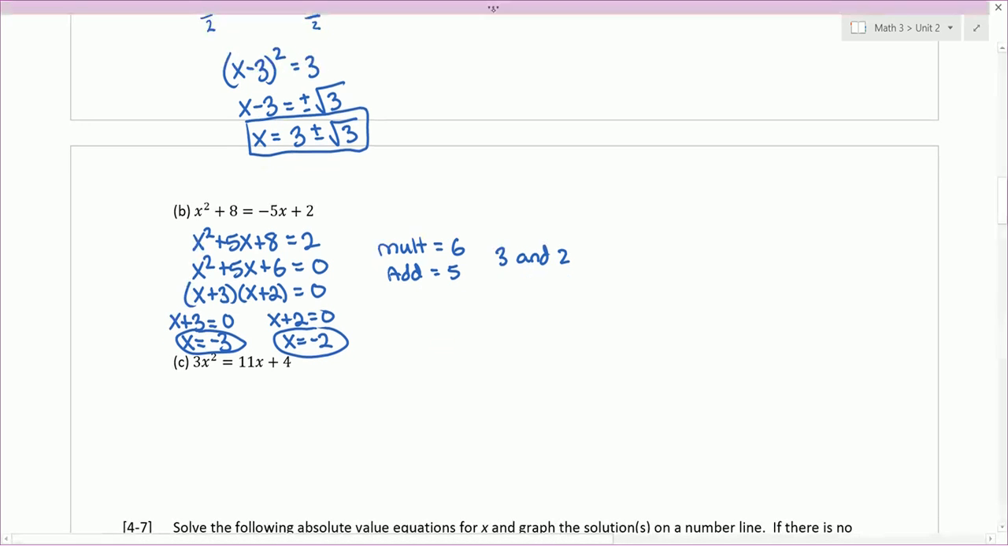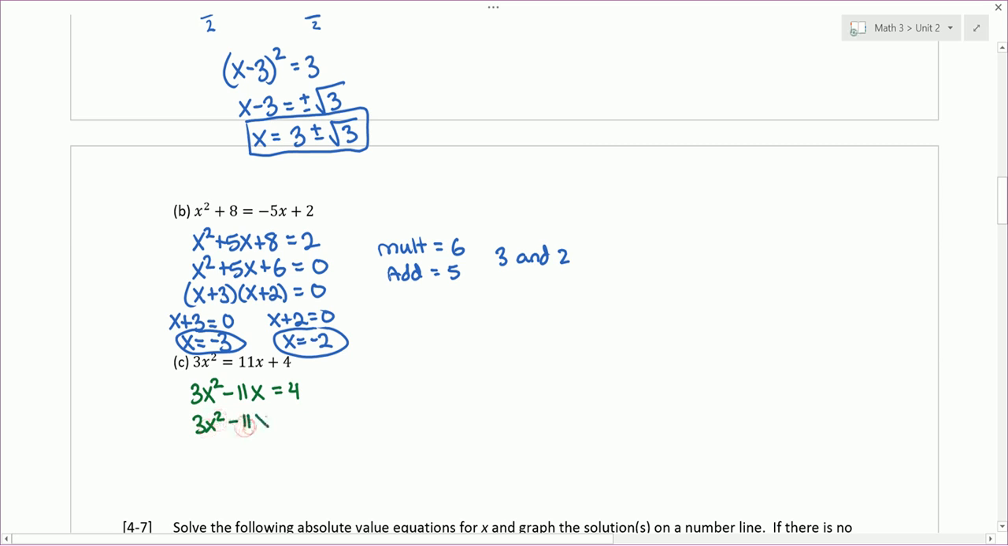Part C, in this case, the equation is split up as well, and I'm going to move everything over again to the left-hand side. So I'm going to subtract 11x, so get 3x squared minus 11x equals 4. And then I'm going to subtract 4. So 3x squared minus 11x minus 4 equals 0.